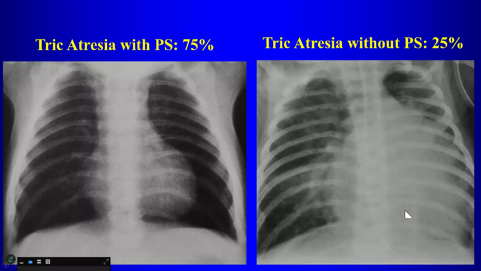Okay? So you can see here with pulmonic stenosis, decreased pulmonary blood flow. Here in this case, it looks like tetralogy of Fallot. Without pulmonic stenosis, there's increased pulmonary blood flow with a big heart. Right? So this falls more into that admixture lesion category.